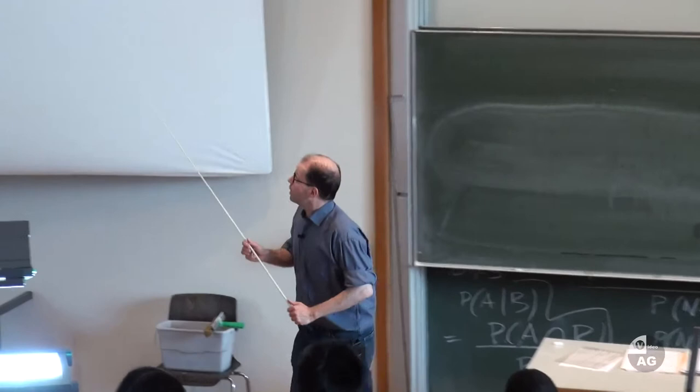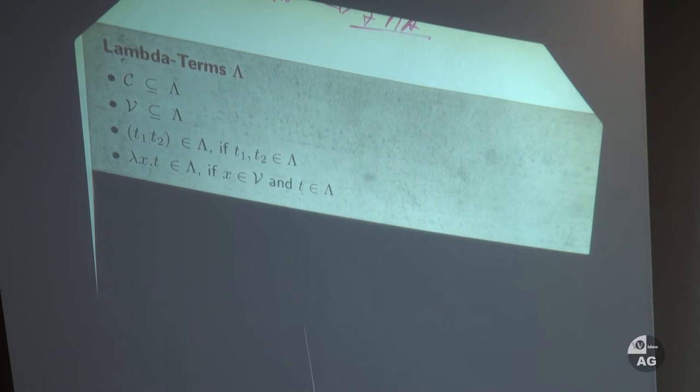So there are four different kinds of lambda terms. Constants are lambda terms. Variables are lambda terms. And if you already have two lambda terms, T1 and T2, you can apply the first one to the second one. So you can write them beside each other, and that means application.